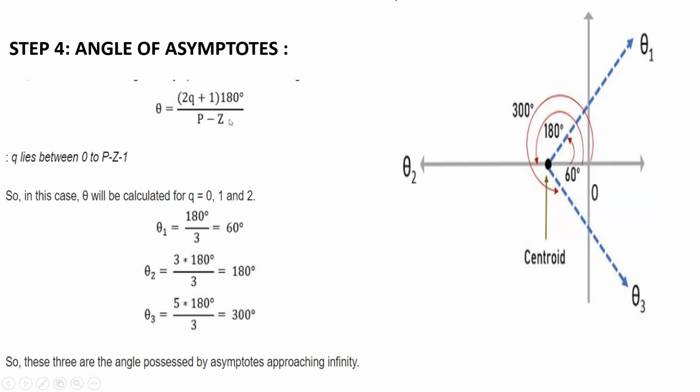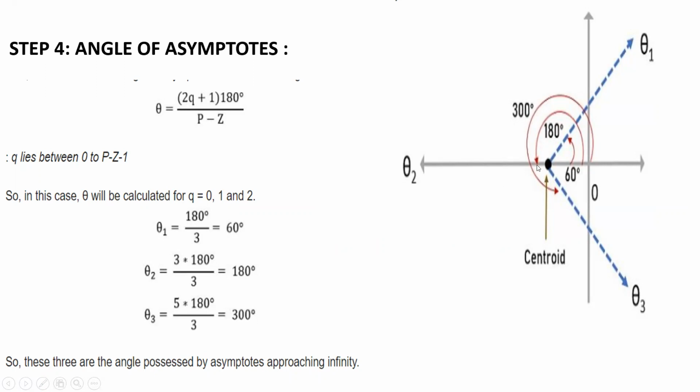If we substitute p equal to 3 and q equal to 0 in this, we have 60 degrees. If we substitute q equal to 1, that will be 3 into 180 by 3, giving us 180 degrees. And if we substitute q equal to 2, then we have 5 into 180 by 3, which gives us 300 degrees.